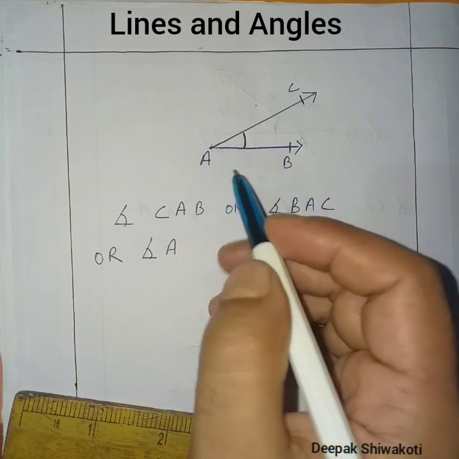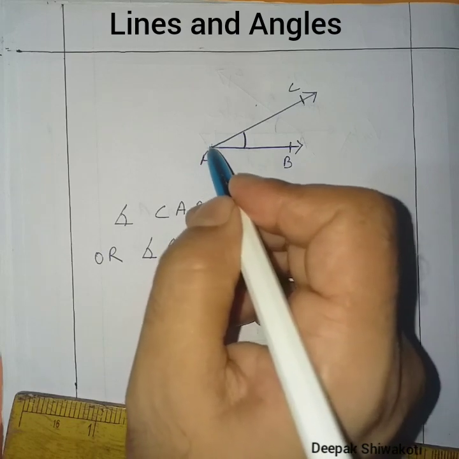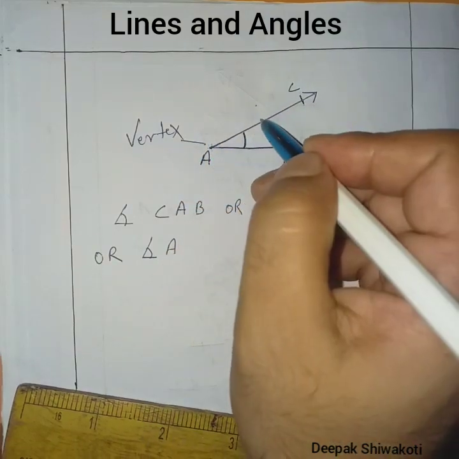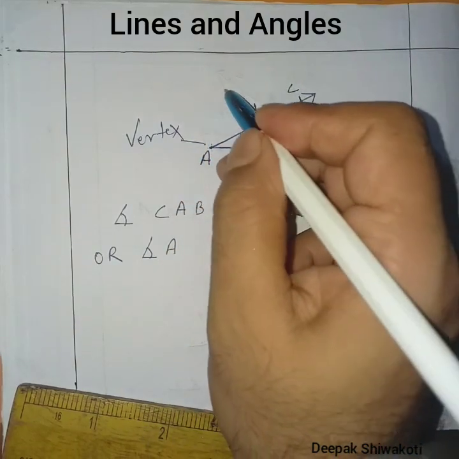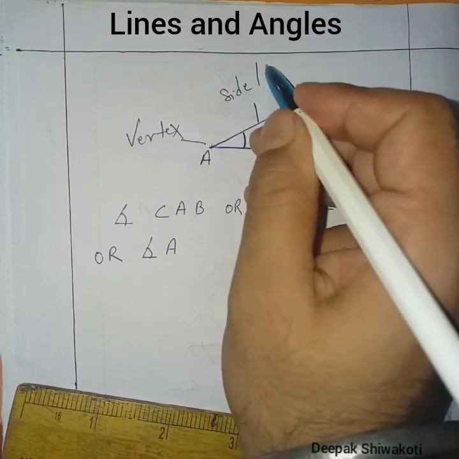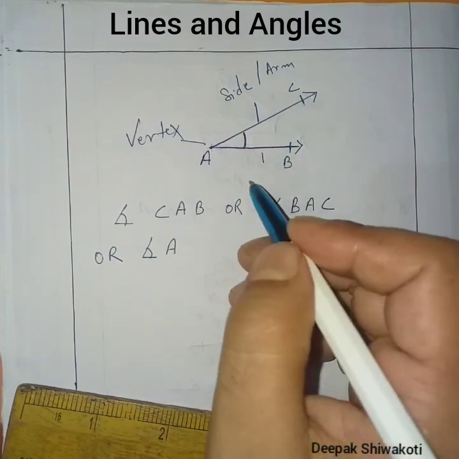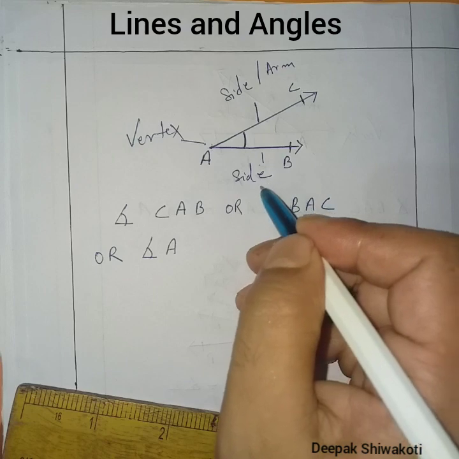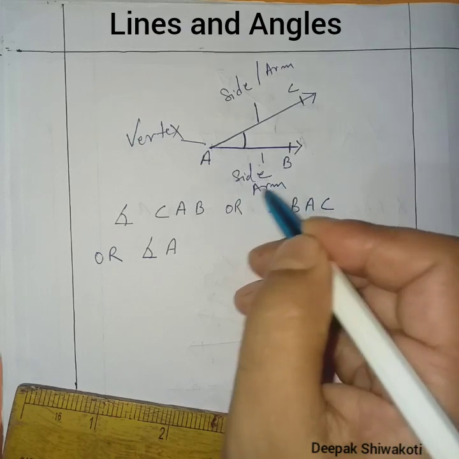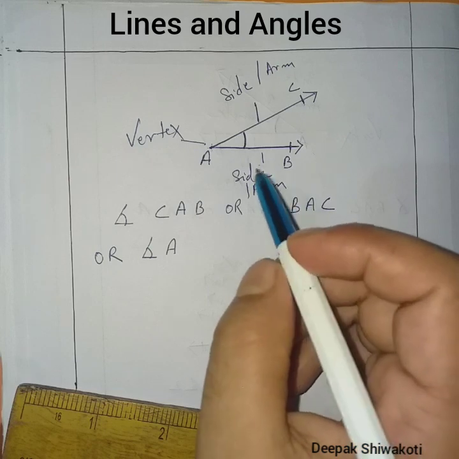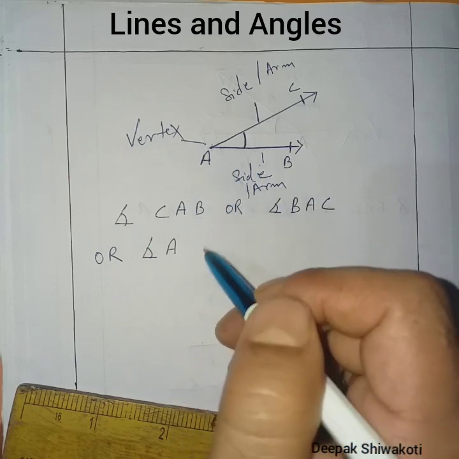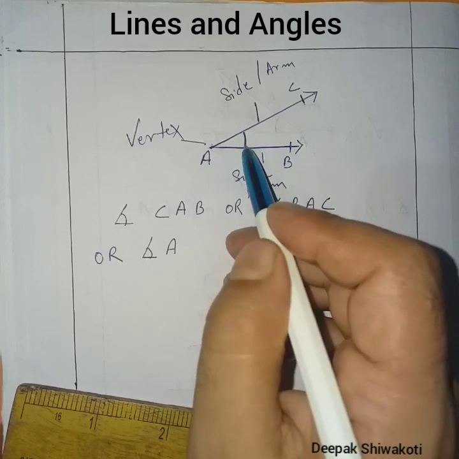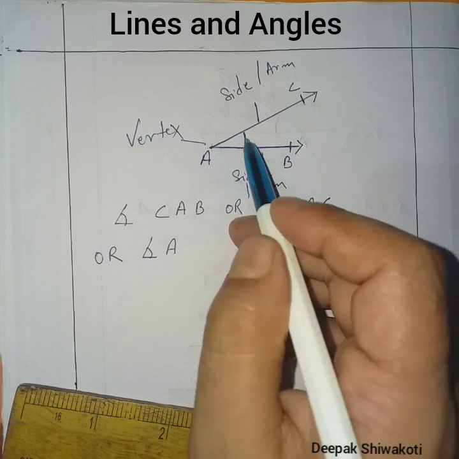So this part of the angle is called the vertex, and this and this are called the sides or arms of the angle. So here what to understand is that the inclination between these two rays is called an angle.